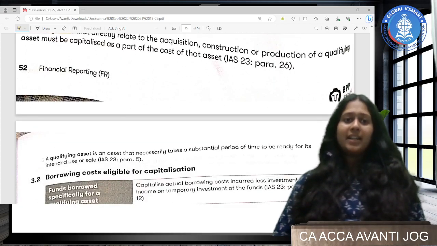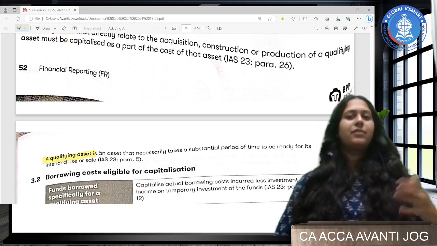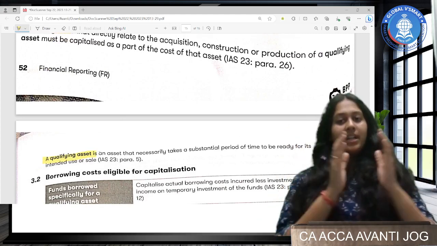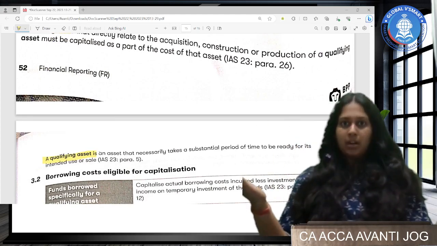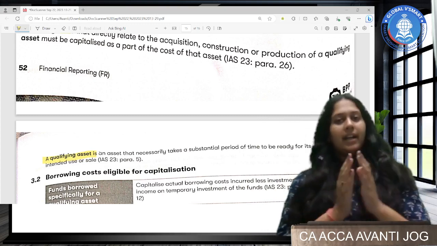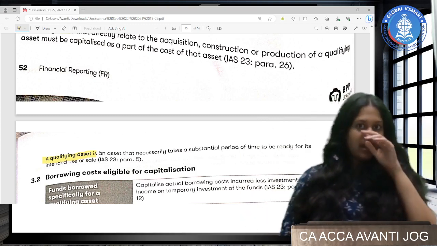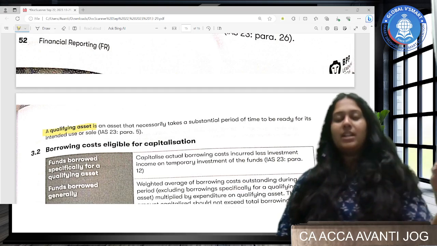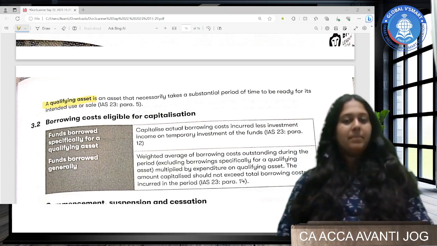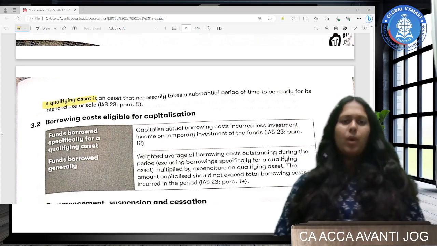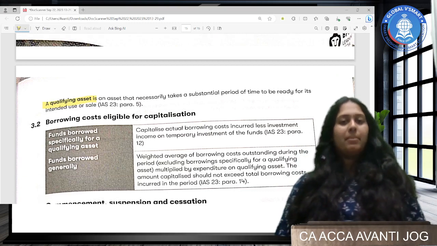Now, qualifying asset is which is basically an asset customized for you. So even if you purchase it, it has taken a substantial time to get ready. If you have constructed it, it has taken a substantial time to get ready. Substantial time is generally more than 12 months, more than 1 year. Okay. So what kind of borrowing costs are eligible for capitalization?